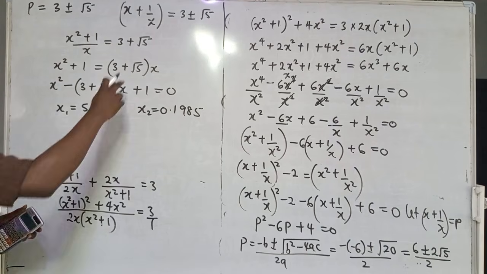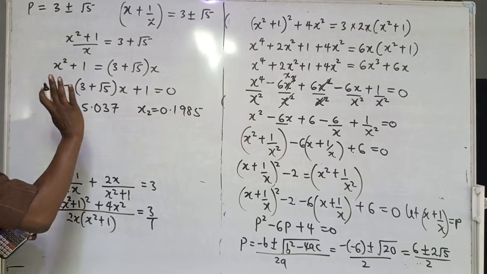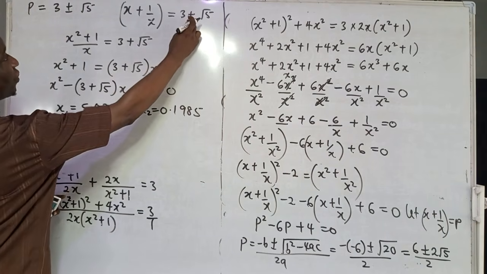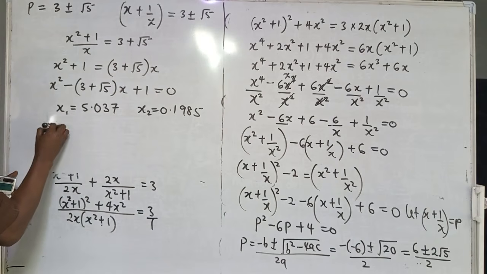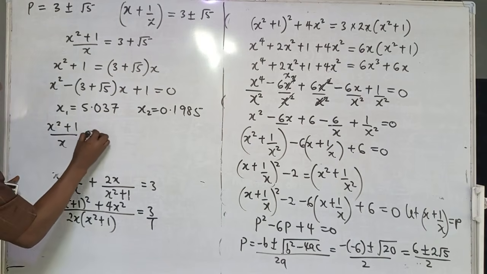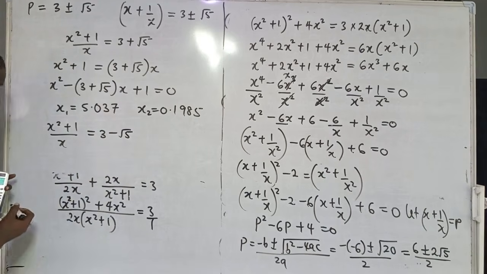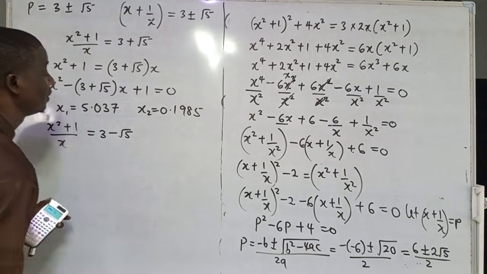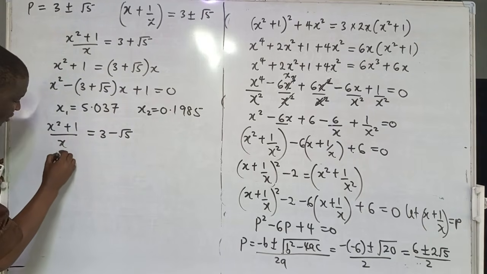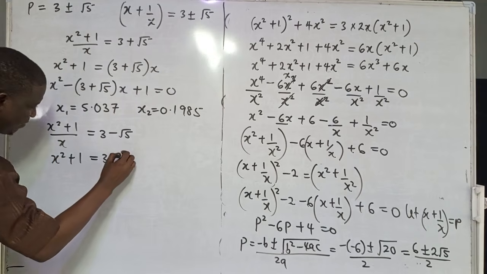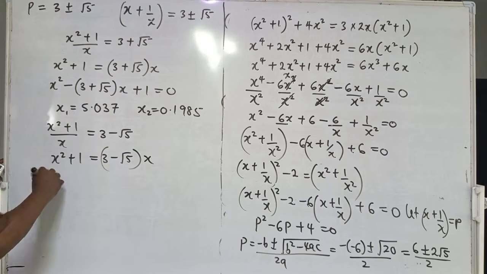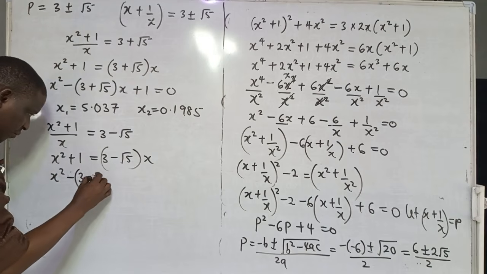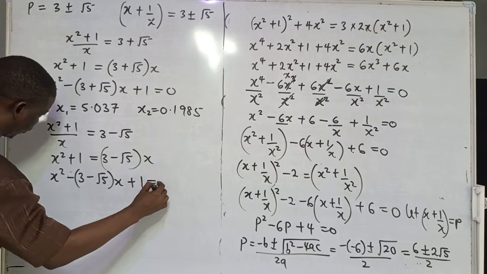But that is not the final answer. We have only solved 2, remaining 2, because it's power of 4. For the remaining 2, we have made use of plus, now make use of minus. So I want to have s plus 1 over s equal to 3 minus root 5. We make use of that. Cross multiply, I want to have s squared plus 1 equal to 3 minus root 5 into bracket s. Collecting like terms, I would have s squared minus (3 minus root 5) times s plus 1 equal to 0.